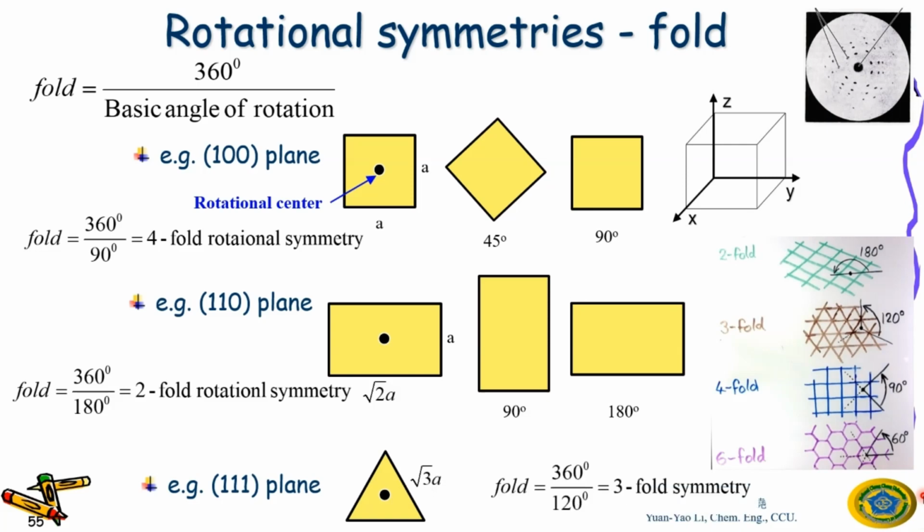Easy, right? You know a full turn is 360, so you divide it into 3. That will be what? 120. 360 divided by 120 will be 3 folds. But according to this kind of simple calculation, you understand which face or which plane is facing the X-ray.